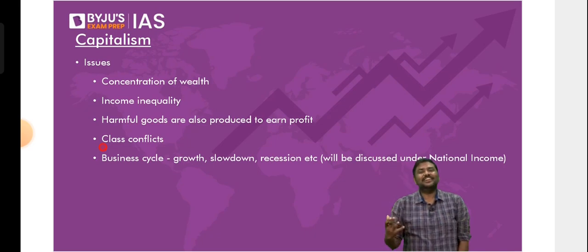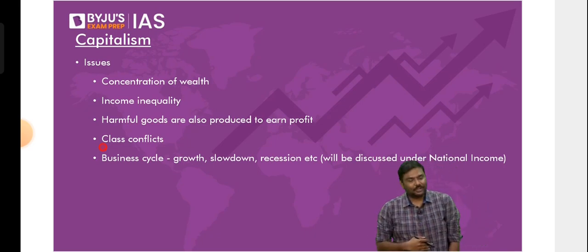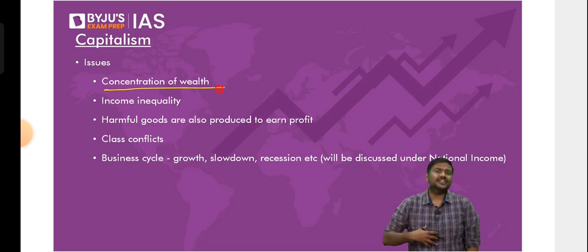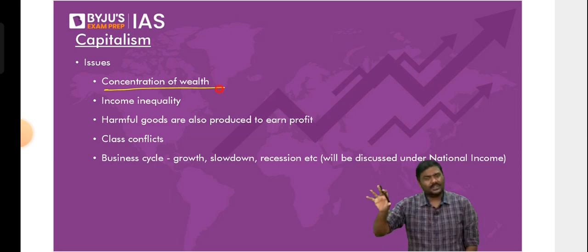Now, what are the issues? There have to be certain issues. How can the system be so perfect? So there have to be issues. What are the issues related to capitalism? One, there is a concentration of wealth. There's always a concentration of wealth. What do you mean by concentration? I'll give an example of India. India is not capitalism, I know that, but understand the logic here.